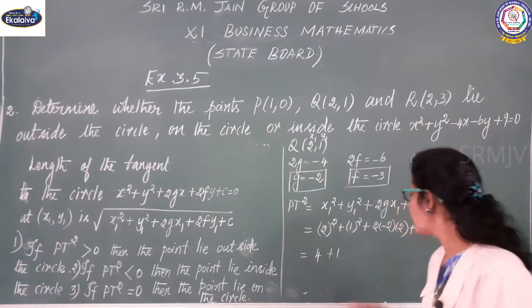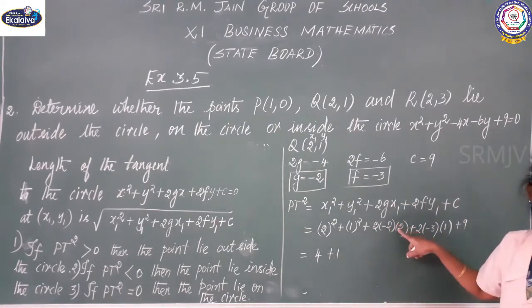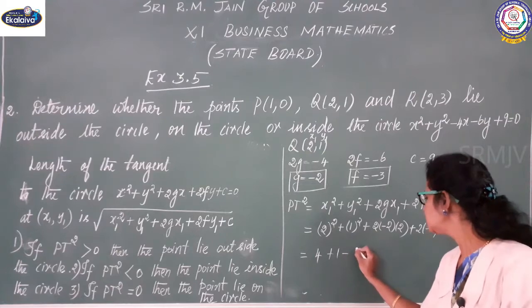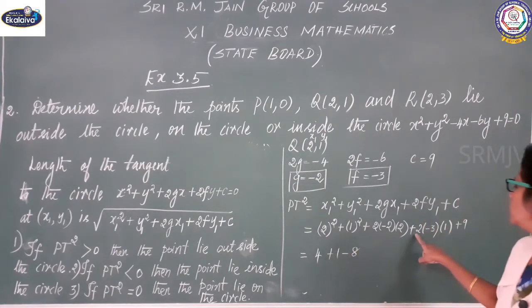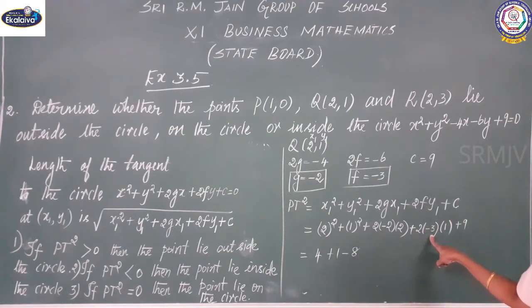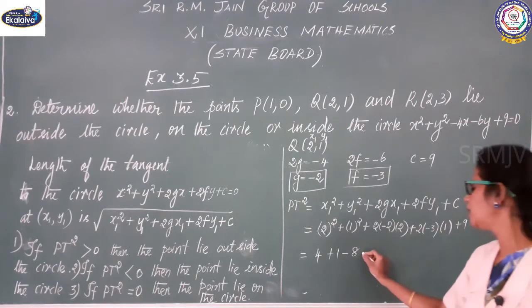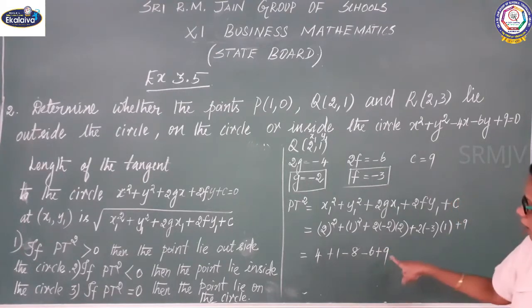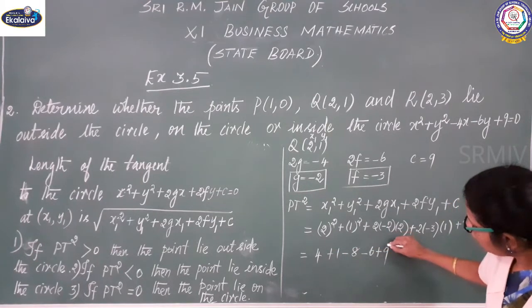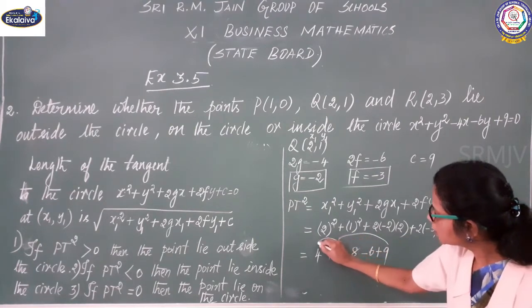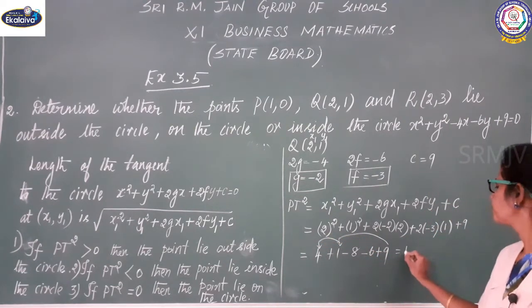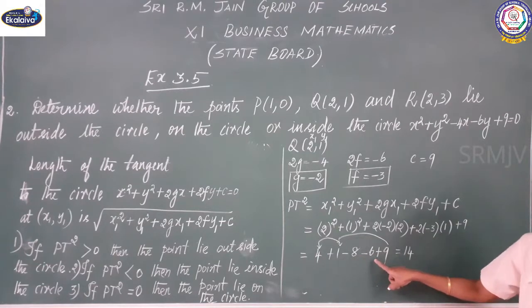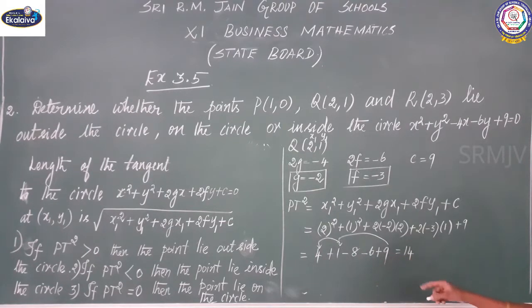4 plus 1, 2 2s are 4, 4 2s are 8, minus 8, 2 into minus 3, minus 6, minus 6 into 1, minus 6, plus 9. See here, 9 plus 1, 10, 10 plus 4, 14. Minus 8, minus 6, both are negative, add and put negative symbol, minus 14, which is equal to 0.